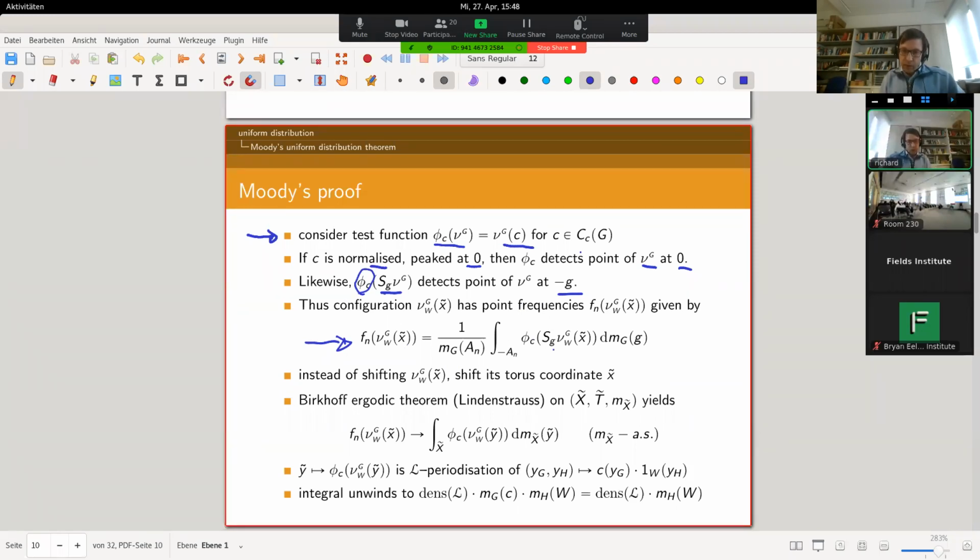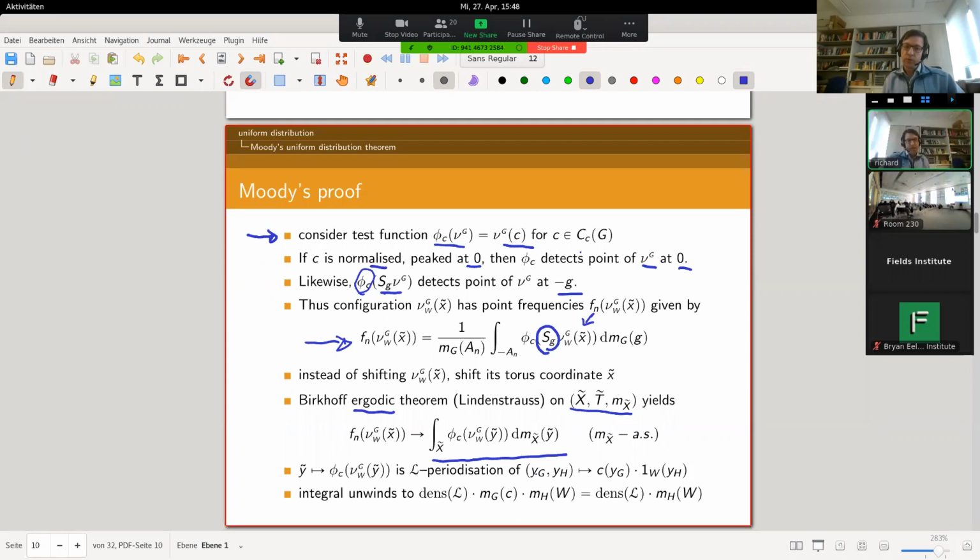Okay, so now the point is, instead of shifting the measure, you could also say, I apply the shift to the torus coordinate. That's the same thing. And this then means that you somehow can transport the problem to the torus, and you can actually use the torus dynamical system and the Birkhoff ergodic theorem there in order to evaluate this limit almost surely. And this is what is then given here in this integral.